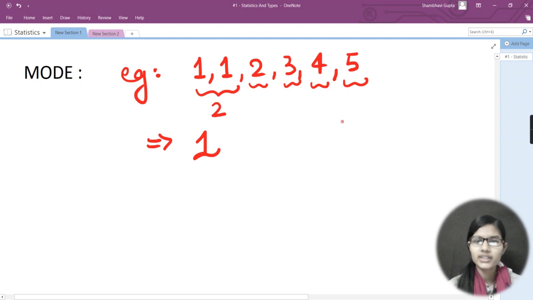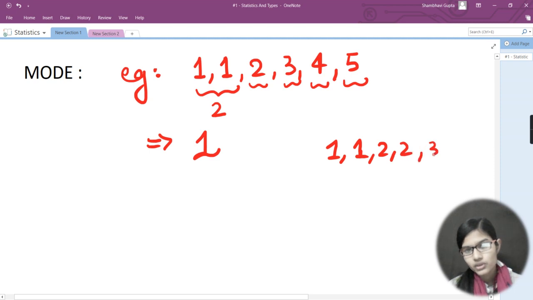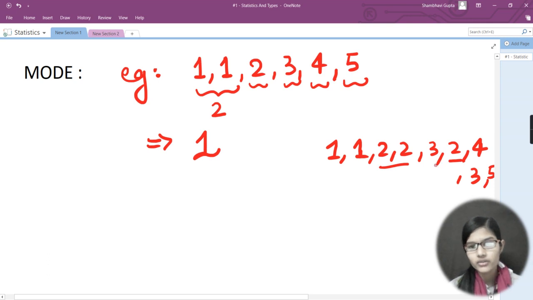Now let's take one more example that I have written. Let's say 1, 1, 2, 2, 3, 2, 4, 3, 5. Now, what would be the mode here? The mode would be 2 because 2 is the number which is repeated the most times in this list. So, 2 is repeated 3 times and here 1 is repeated 2 times.